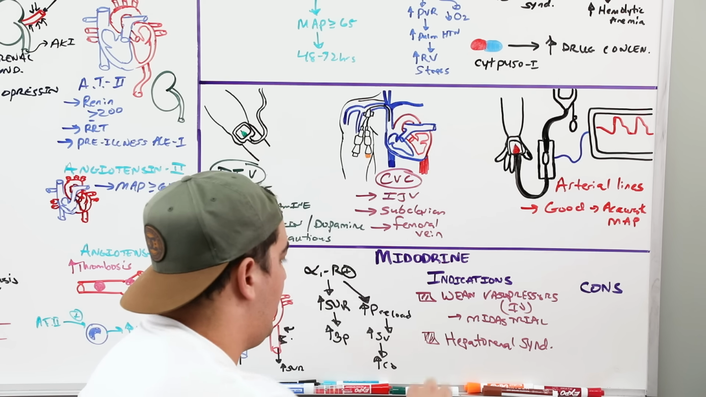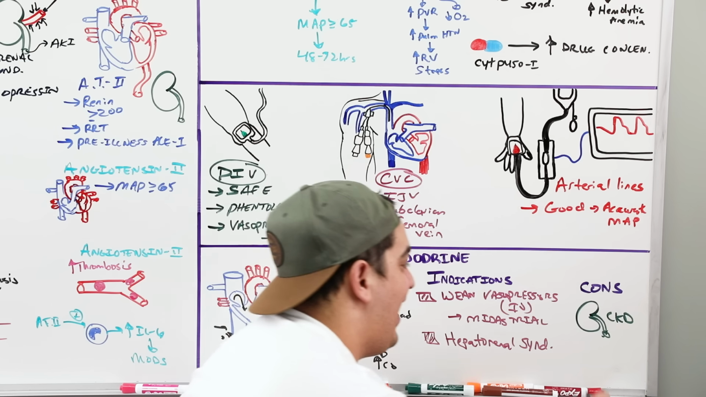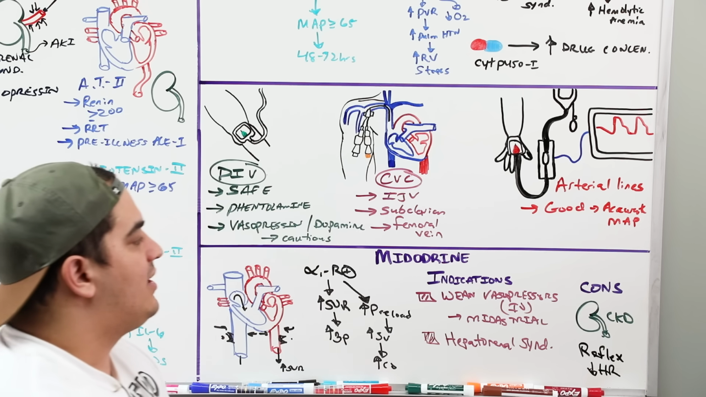The con of this drug is that it is renally excreted. So if a person has significant CKD or renal dysfunction, it may accumulate. That's one particular thing. And the second thing is that, just like phenylephrine, it can produce a reflex bradycardia. Okay? So that's something to think about.